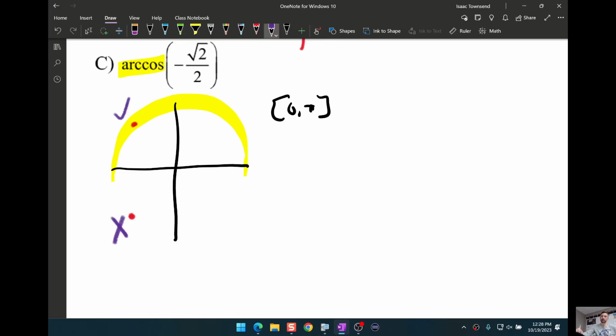And what do we normally call this angle in the middle of quadrant 2? 3 pi over 4. Okay, and is 3 pi over 4 between 0 and pi? Yes. Then that is fine as the final answer. We didn't have to get creative with how we named it. This question is asking you what angle has a cosine of negative square root of 2 over 2 within the range of inverse cosine. That's what it's asking us to do.